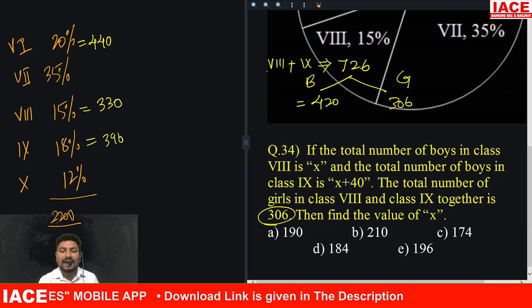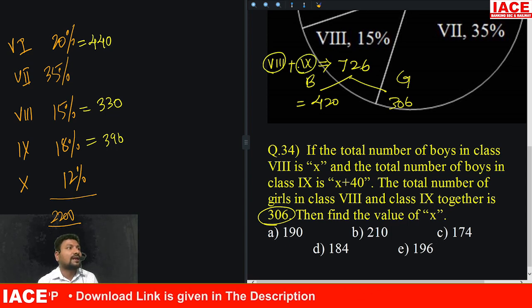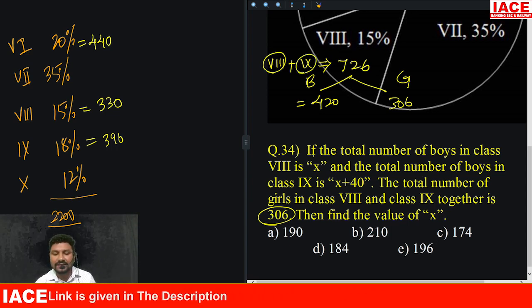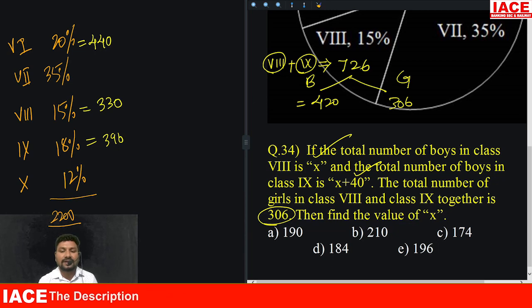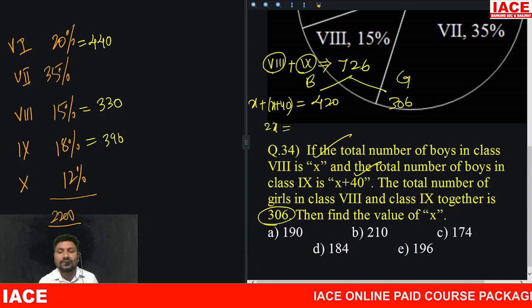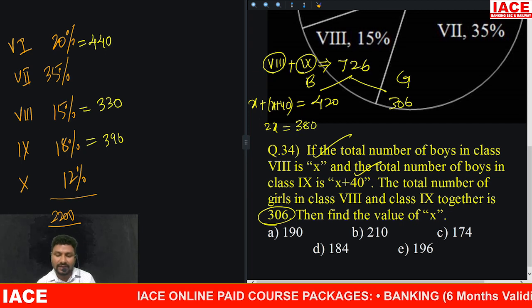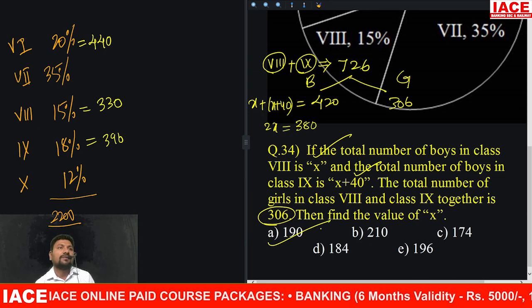Boys is how many members? 420. But for class 8th and class 9th, the total number of boys is clearly mentioned: X plus 40. Then X plus X equal to what? 2X. 2X equal to 420 minus 40 equals 380. Then 2X equal to 380 means X is equal to how much? 190. Option E.